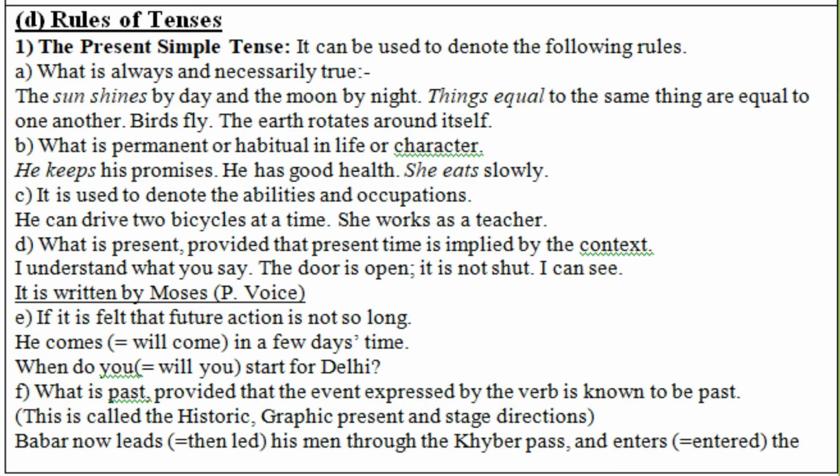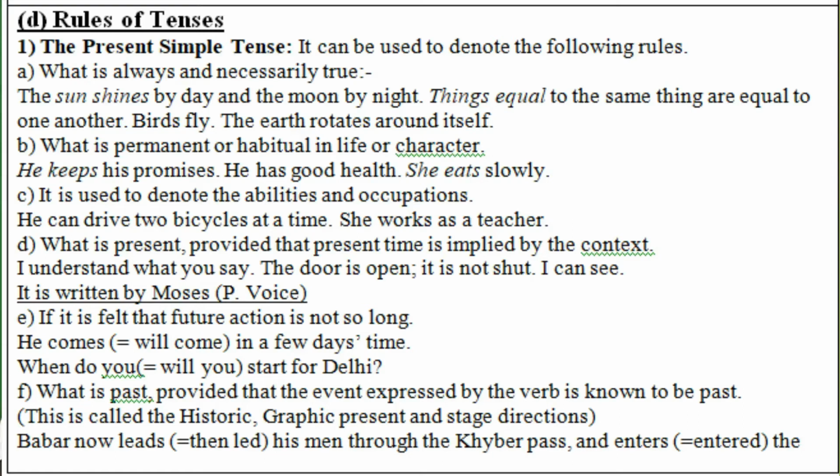He has good health. That means spontaneous feature. Okay, the health is very good. That means he has good health. She eats slowly. It is permanent habitual action.